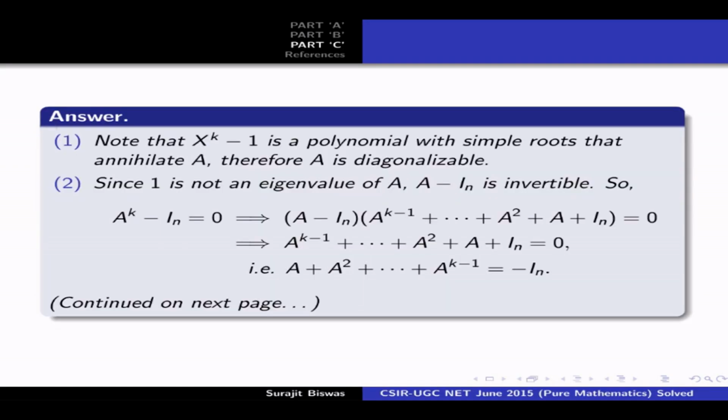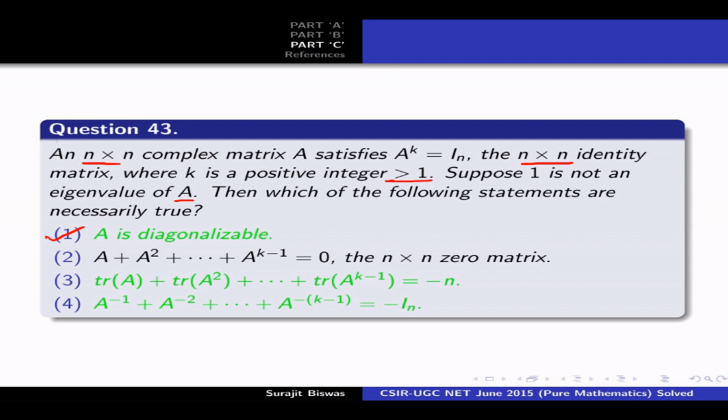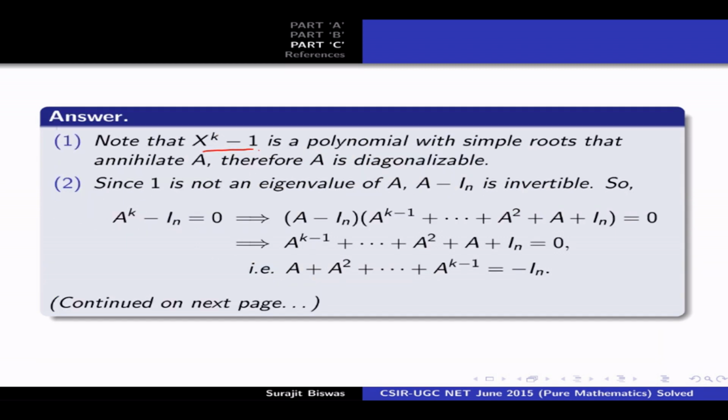Note that x^k − 1 is a polynomial with simple roots. A satisfies A^k − I_n = 0. So x^k − 1 is a polynomial with simple roots that annihilates A, because that means A satisfies this polynomial equation x^k − 1 = 0. And because this polynomial has simple roots, therefore A is diagonalizable.